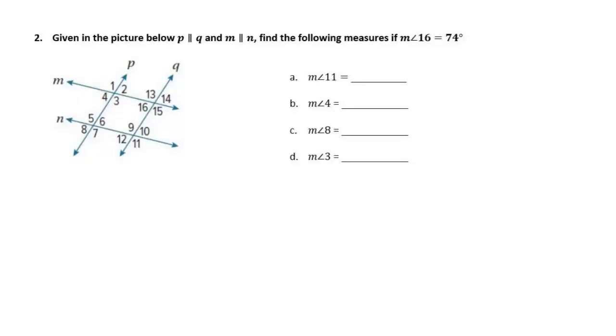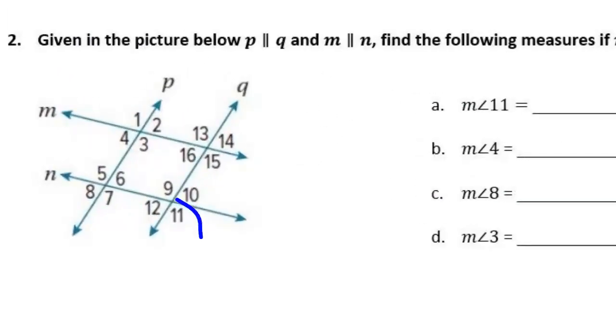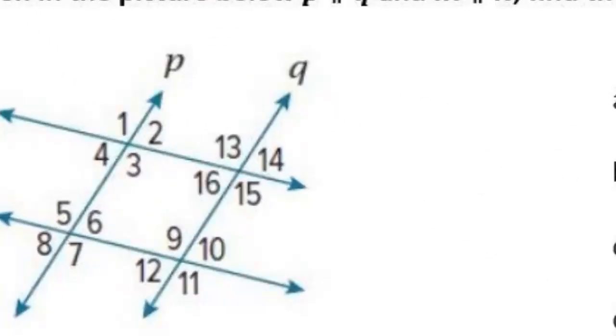All right, problem number 2. Given the picture below, line P is parallel to line Q, and line M is parallel to line N. Find the following measures if the measure of angle 16 is 74 degrees. So angle 16, we know, is 74 degrees.